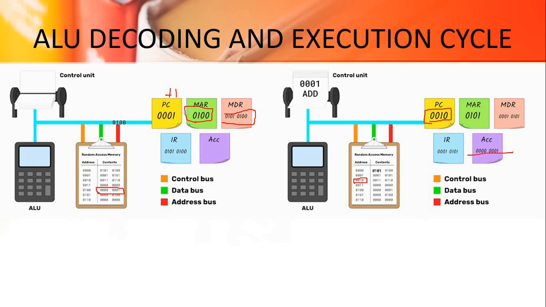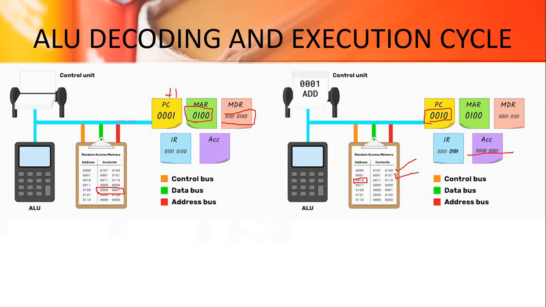This instruction is 001 and 0101, which will be stored here in the data register, and that is given to the instruction register. First, this data is given as the first data, and next this data will be given as the second data, 0101. That is given to the instruction.